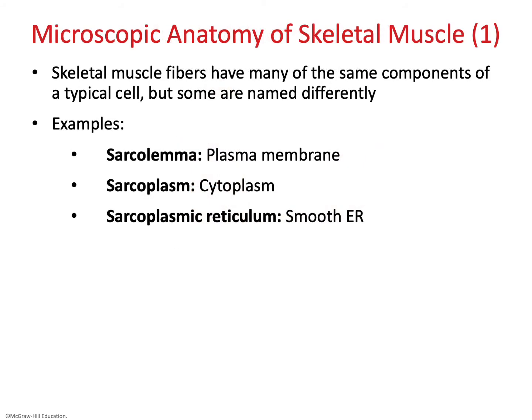So then if we go to the second page of your notes, the microscopic anatomy of skeletal muscle, the sarcolemma is similar to a typical cell, but it just has a different name. So the sarcolemma is the plasma membrane, the sarcoplasm is the cytoplasm, and the sarcoplasmic reticulum would be what the smooth ER would be.